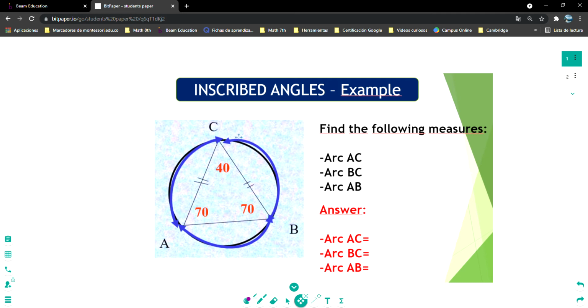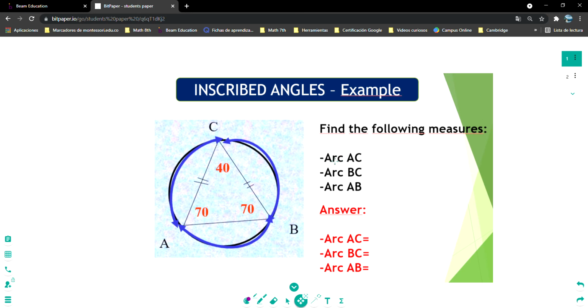Let's review the last video about how to find inscribed angles in the circle. Remember that here we have an example with a circle and an inscribed triangle that contains the following angles: angle CBA is 70 degrees, angle BAC is 70 degrees, and angle ACB is 40 degrees. They ask you to find the following measures.